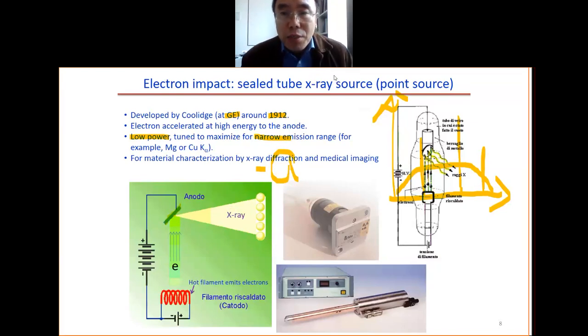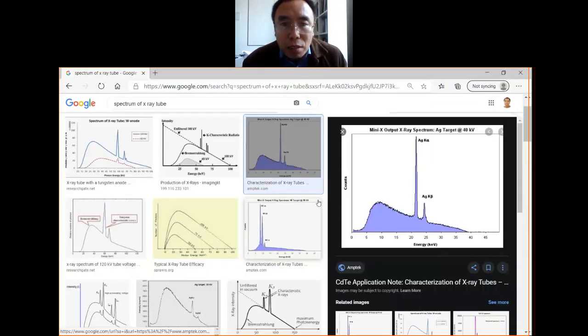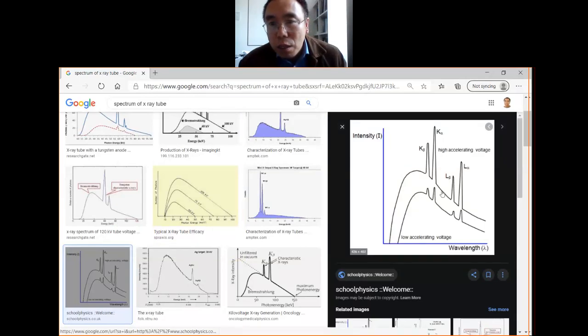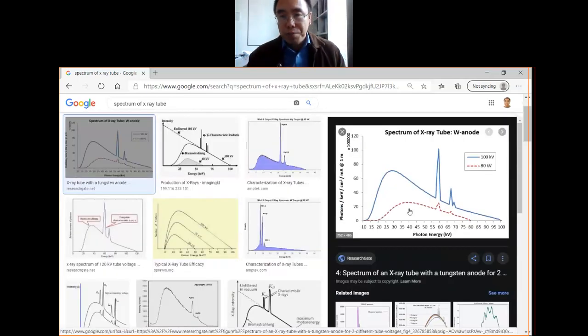So now let's look at the spectrum from the X-ray tube. Those are the spectra of X-ray tubes. If you take any of them, take this one, this one is for silver. You have this background, which is caused by the deceleration of the electron when it hits the silver target. So we have this background, and also we have this characteristic X-ray. This one is for silver. This one, I'm not sure which metal. This one is tungsten.